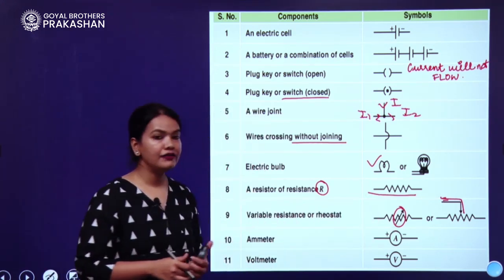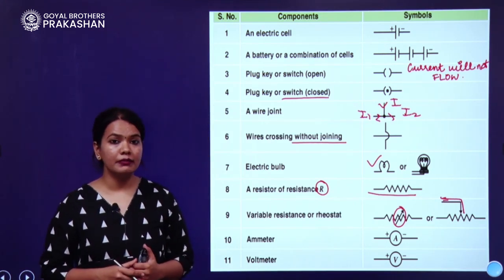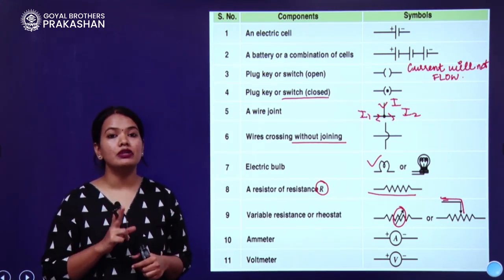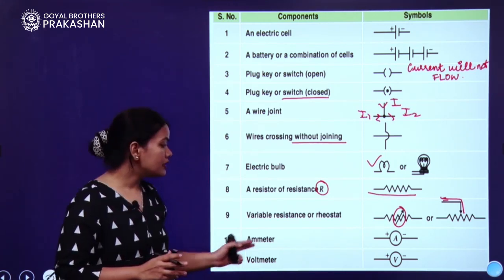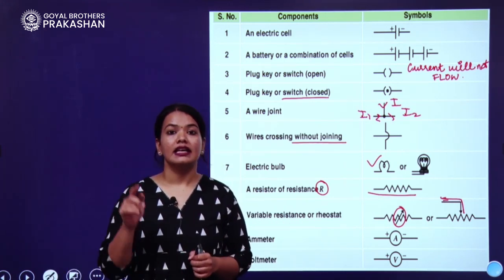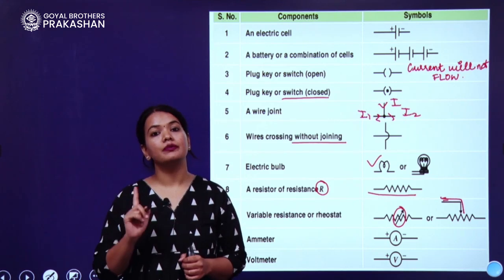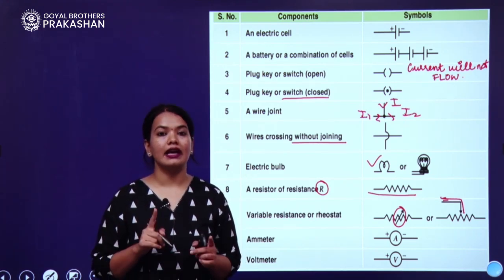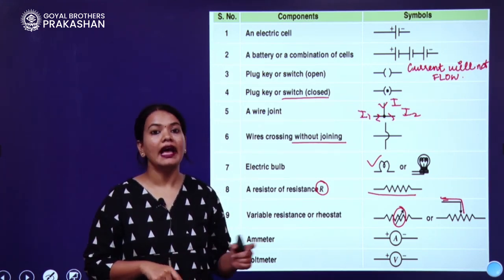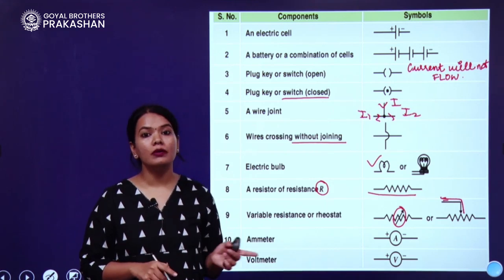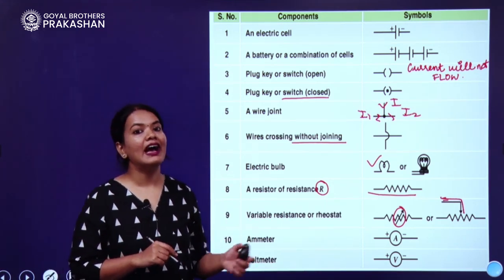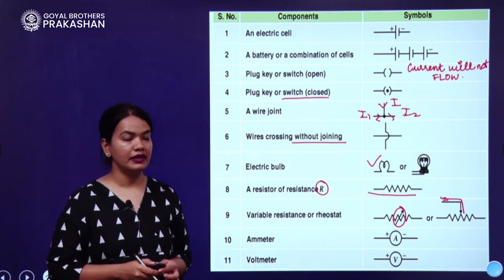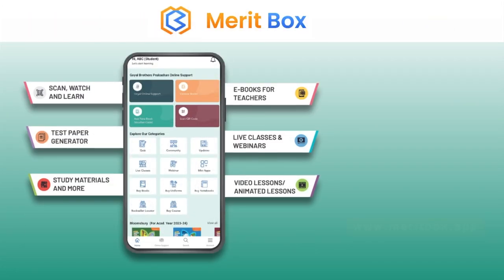Ammeter, then you have voltmeter. Now, what does a voltmeter do? It measures the potential difference across the circuit. How is the voltmeter represented? It's represented by a circle with a capital V written over it, right? And keep in mind, the voltmeter also has polarity. It has a positive and negative terminal, okay?